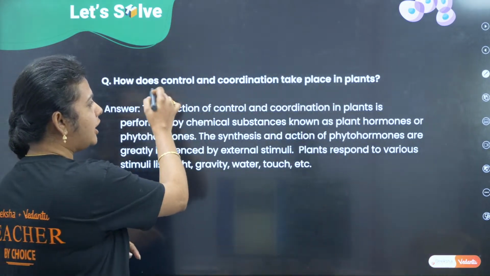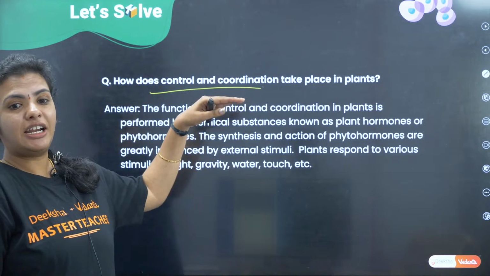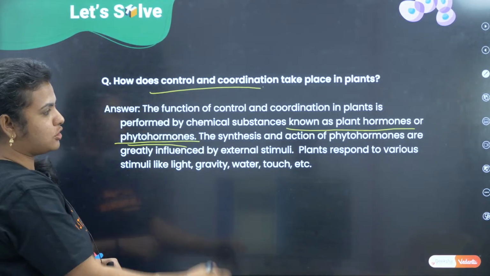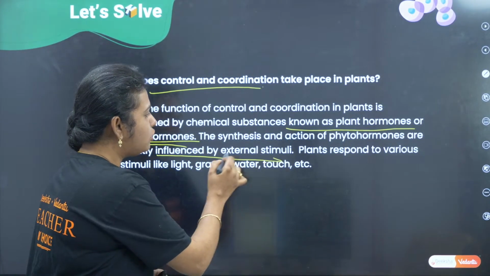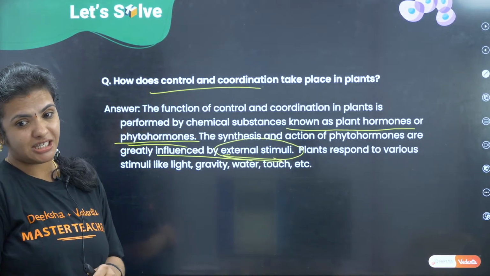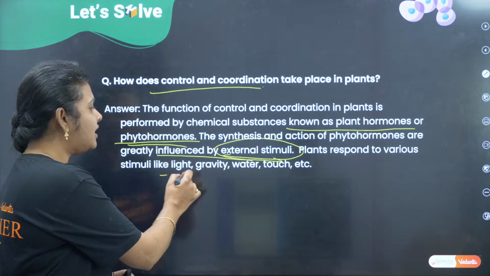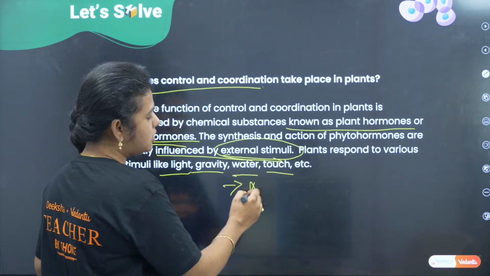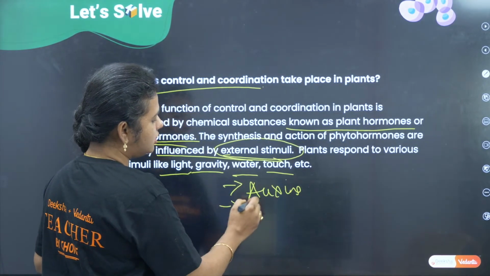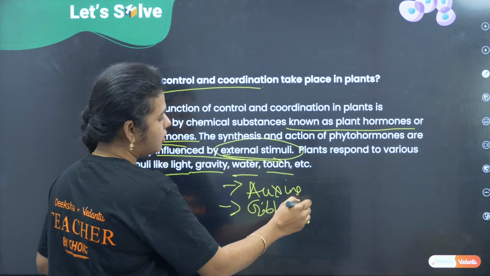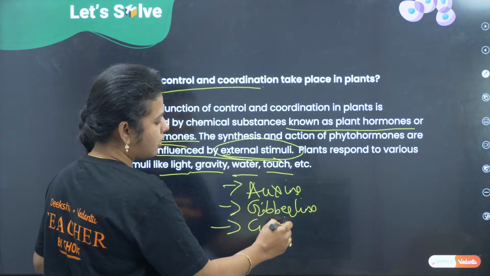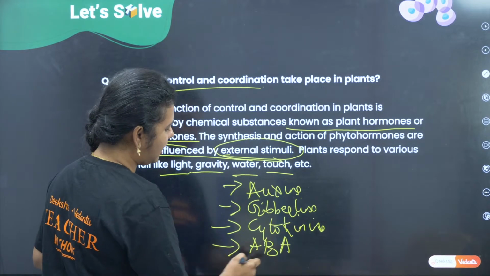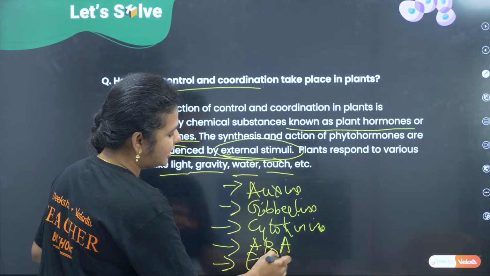So, when you talk about control and coordination in plants, we can say that it is mainly because of the plant hormones or the phytohormones. Okay. So, what do they do? They are going to affect the response to the external stimulus, and the external stimulus can be light, gravity, water, touch, etc. Okay. The important plant hormones: auxins, gibberellins, cytokinin, abscisic acid, which is written as ABA, and the last one is ethylene.